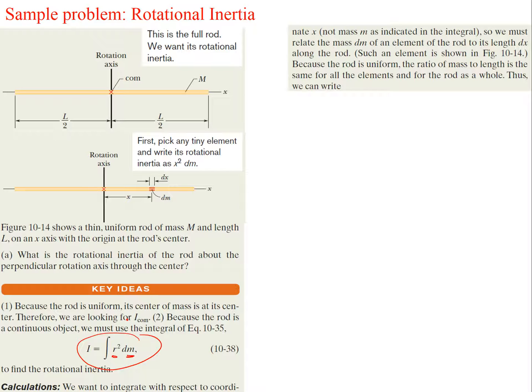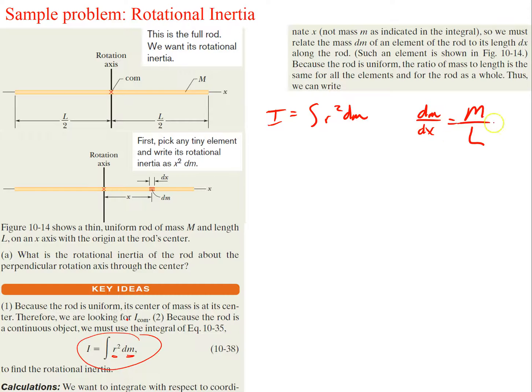All right, let's start with our moment of inertia equation. It's the integral of r squared dm. Okay, so let's look at dm. Well, we know that it's evenly distributed. So the ratio of dm to dx should be the same as the total mass to the total length, right? Which in this case is going to be L. Right, this ratio should be the same.